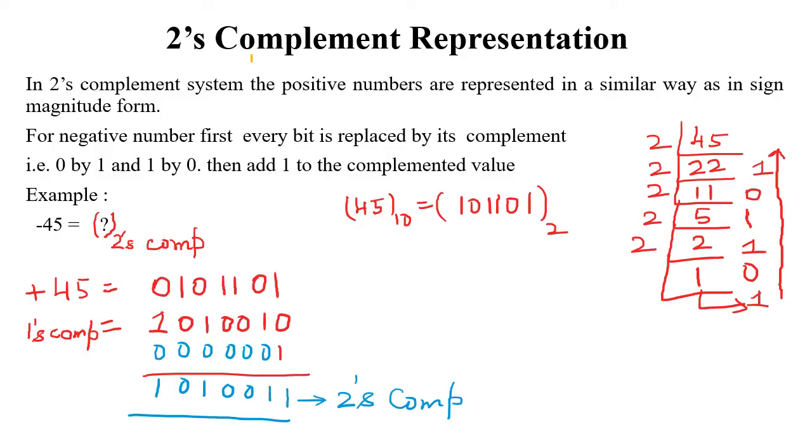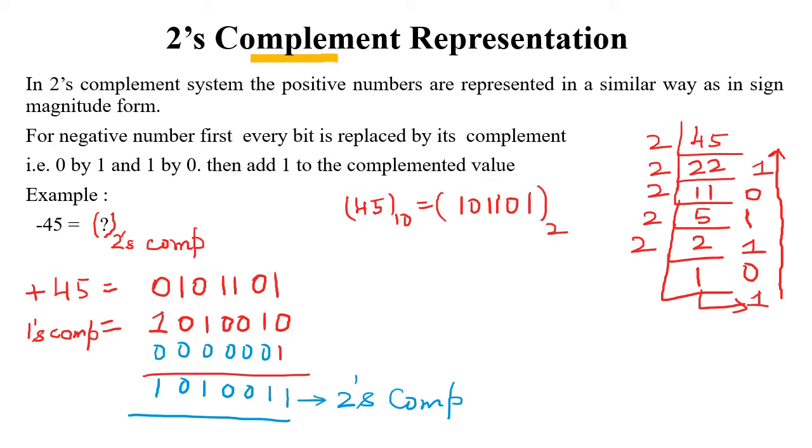सबसे पहले टूस कॉम्प्लीमेंट रिप्रेजेंटेशन। In two's complement system, the positive numbers are represented in a similar way as in sign magnitude form. That is, we write the magnitude and in front of the magnitude we add a sign bit, that is 0, for a positive number. For a negative number, we have to first convert it to its ones complement value and then add 1 to the ones complement value.